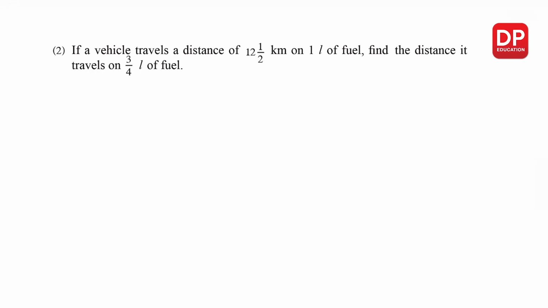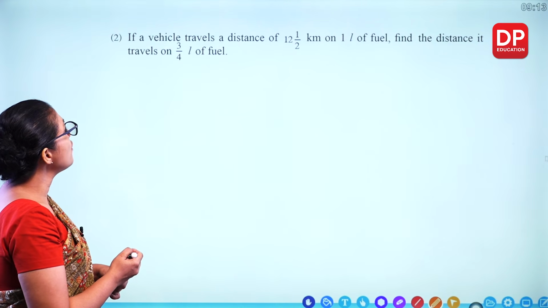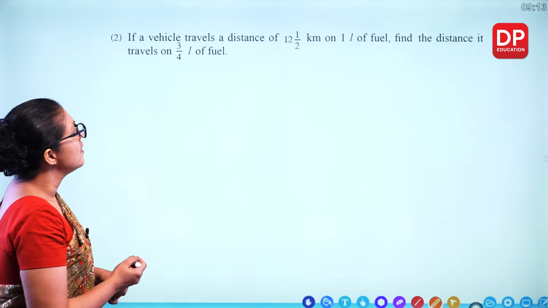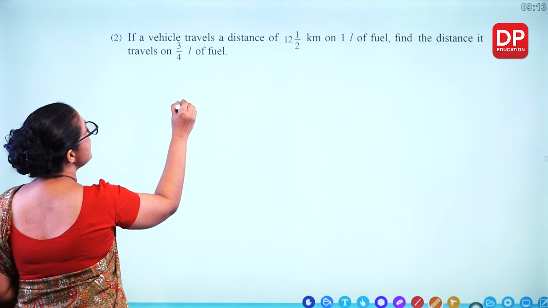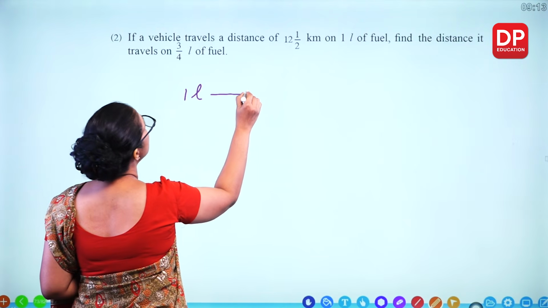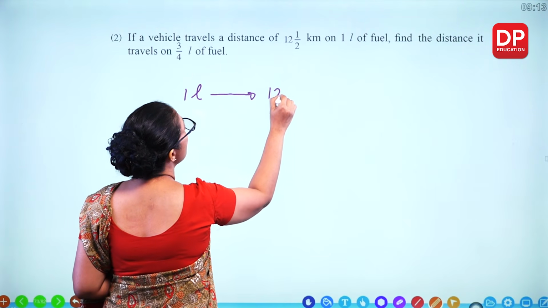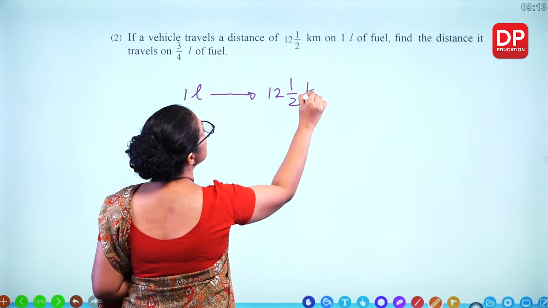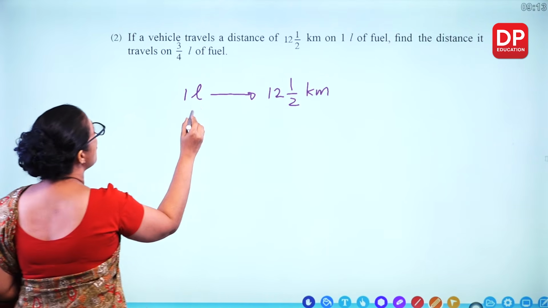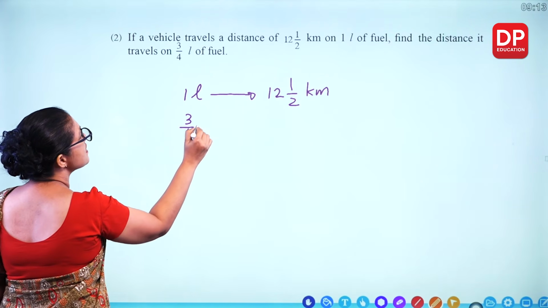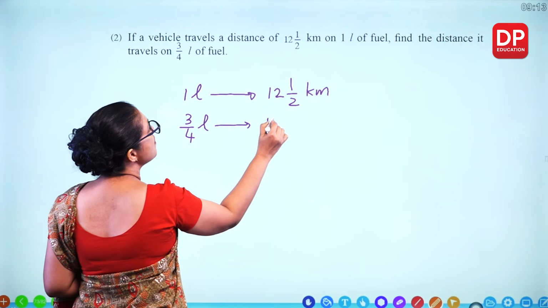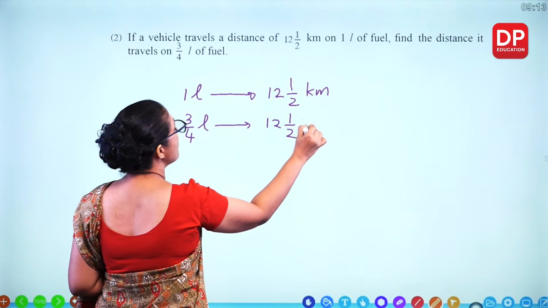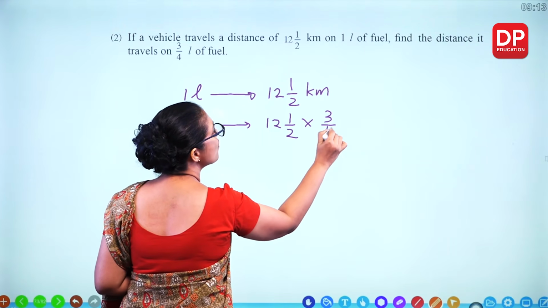A worded problem. If a vehicle travels a distance of 12.5 kilometers on 1 liter of fuel, find the distance it travels on 3/4 of fuel. So it says 1 liter of fuel, it can travel 12.5 kilometers. What about 3/4 of a liter? So that means 12.5 multiplied by 3/4.